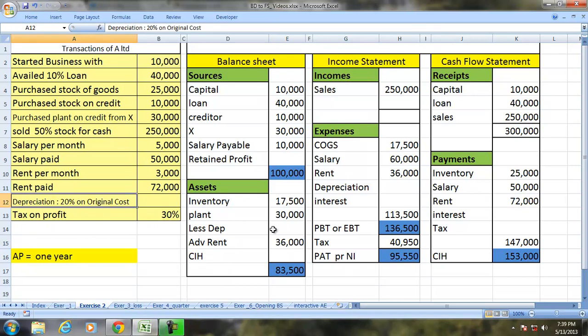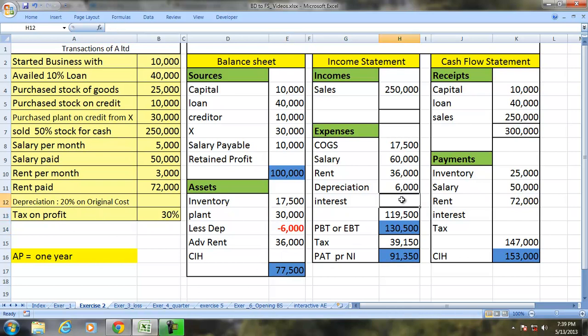Depreciation 20% on the original cost. So depreciation is a charge on the value of the asset to the extent it is used. So therefore depreciation is 6,000. Depreciation is not a cash item but is a reduction in the value of the asset, normally shown as the original cost less depreciation on the balance sheet. So the book value of the plant is 24,000.